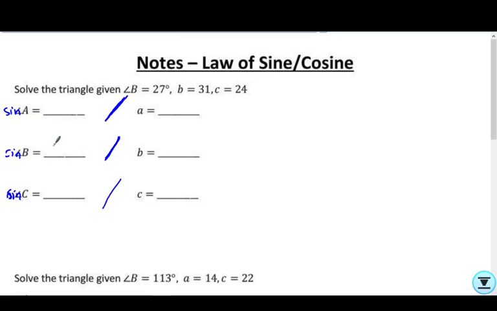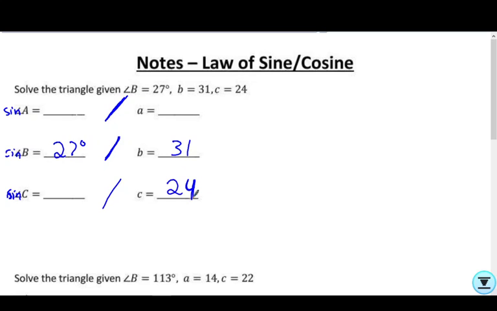Okay, so we're going to write in our information. We know angle B is 27 degrees. We know side B is 31 and side C is 24. Seeing that I have both angle B and side B, I can use law of sines. Here's the other thing you've got to check. Is this the ambiguous case? Do I have two sides and the angle that goes with one of those sides? Yes, I do. I have the ambiguous case.